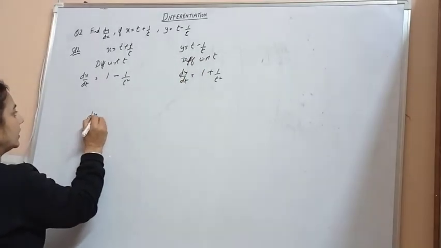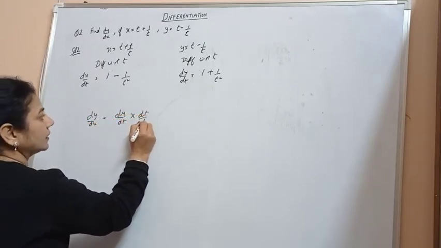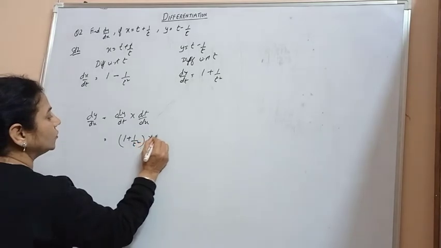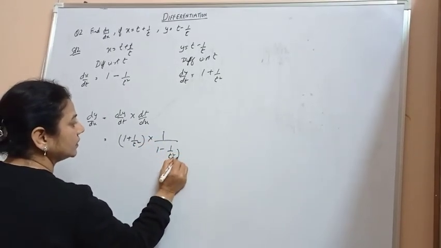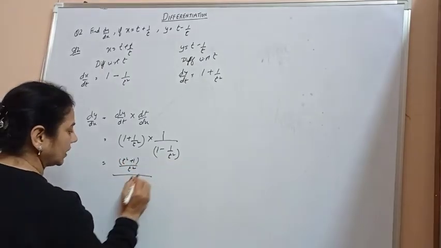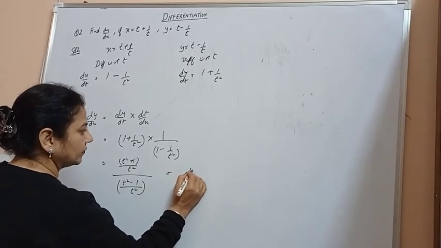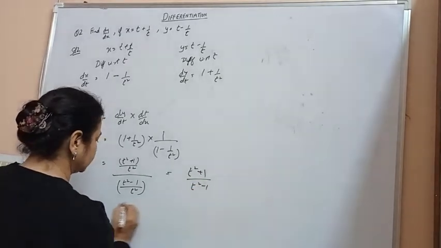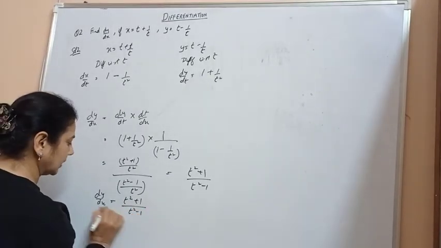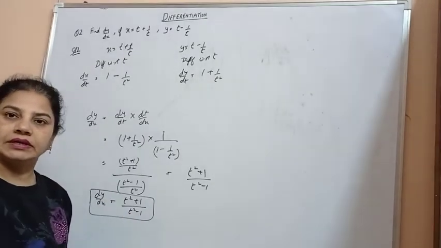To calculate dy by dx, I have dy by dt into dt by dx. That means 1 plus 1 by t square into 1 upon 1 minus 1 by t square. Take the LCM, t square plus 1 upon t square. Here I will get t square minus 1 upon t square. T square cancels out. I am left with t square plus 1 upon t square minus 1. So I can say that dy by dx is equal to t square plus 1 upon t square minus 1. So the derivative of the given function is t square plus 1 upon t square minus 1.